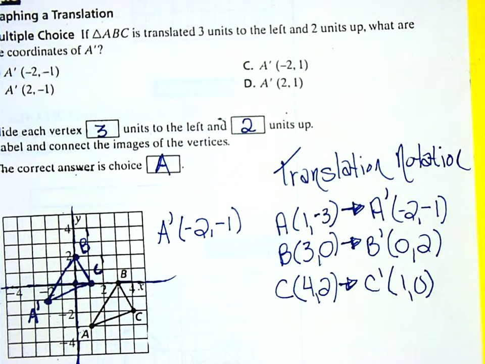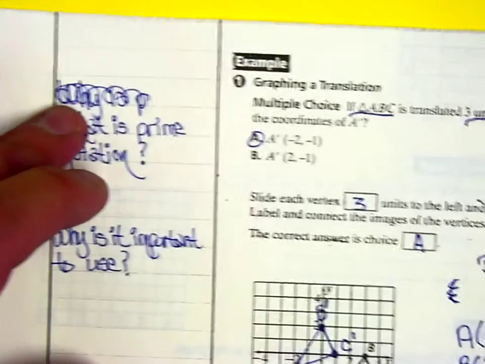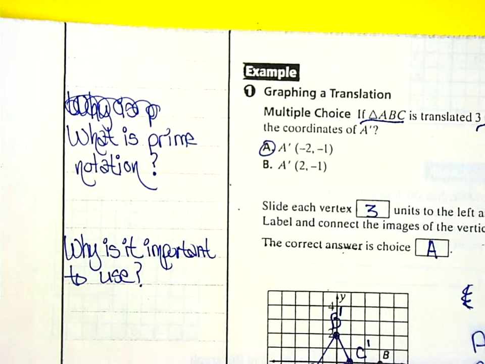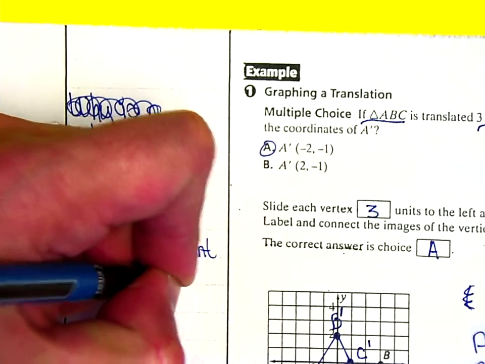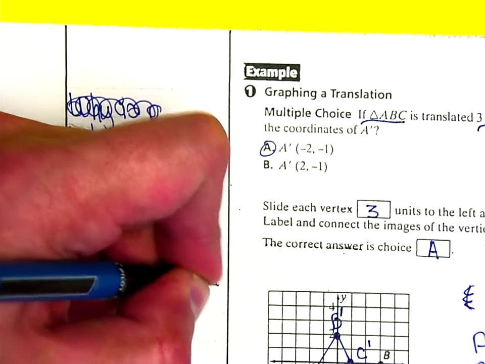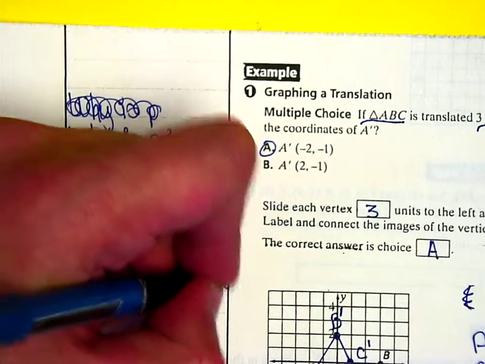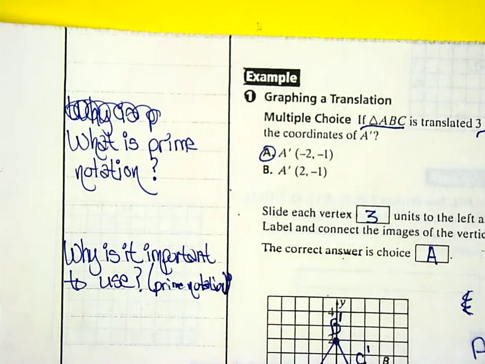And that is the gist of this assignment. So I have 2 questions for you that I would like you guys to write on the side. Allow me to move my paper really quick, and I'll go ahead and put the questions that you're going to write on the left-hand side. The first question is, what is prime notation? The second question I'm asking you is, why is it important to use prime notation? Why do we have to mark them? What would be the importance of that? I'll leave you guys to answer those 2 questions. When you have this all completed, feel free to move on to example 2.